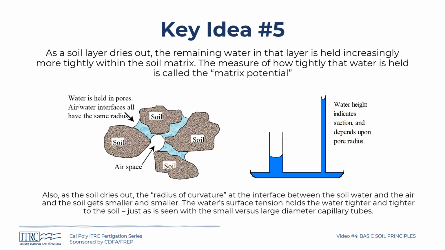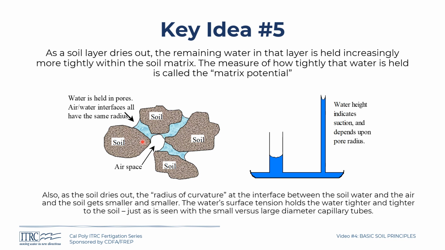This right here is just another illustration trying to get the idea across of what's going on out there. It says, as the soil layer dries out, the remaining water in that layer is held increasingly more tightly by the soil matrix. Now, what in the world does that mean? If you look at the soil particles, they touch each other in places, although this doesn't show that. But that's called the soil matrix. It's a combination of soil and water and air.